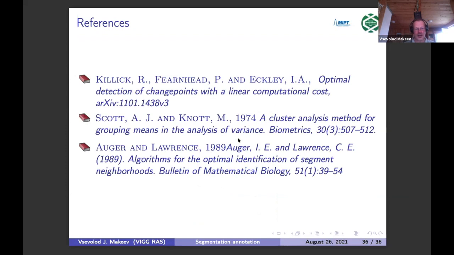Here is a small set of references. This is cluster analysis, and these are the more or less classic papers in which this approach was first published. It's Olga Valiev, and a very old paper of Scott and Knott, in which they introduced this kind of approach, I think, for the first time. It was somewhere in the 70s.